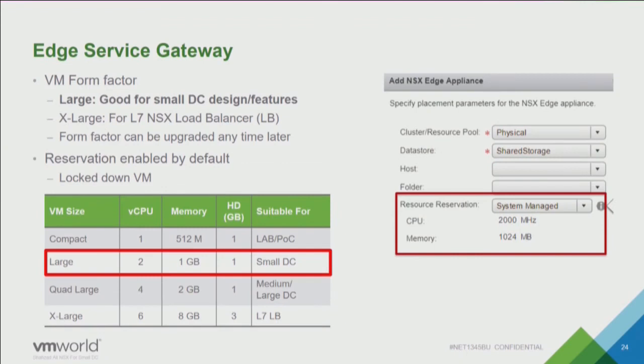Our Edge Services Gateway, that Swiss Army knife of a router, load balancer, firewall, all that kind of good stuff, comes in a few different sizes of form factors. We recommend to deploy a large ESG as a default. Okay, the large ESG comes with 2 vCPUs and a gig of RAM. It's only got a 1 gig storage device on it, and all of the reservations here are enabled by default, and the virtual machine is locked down.